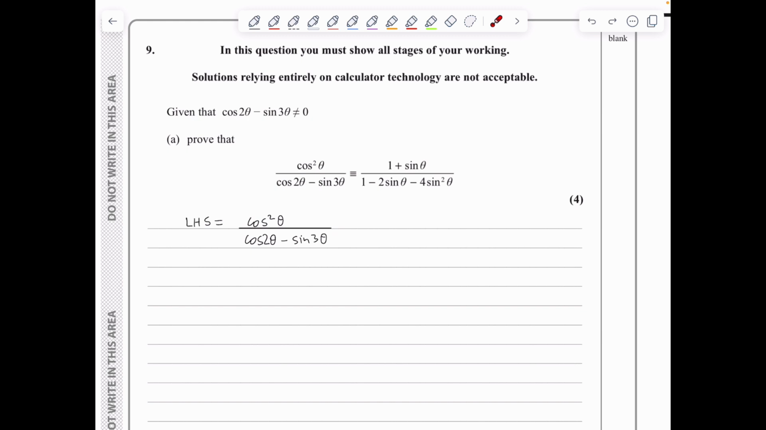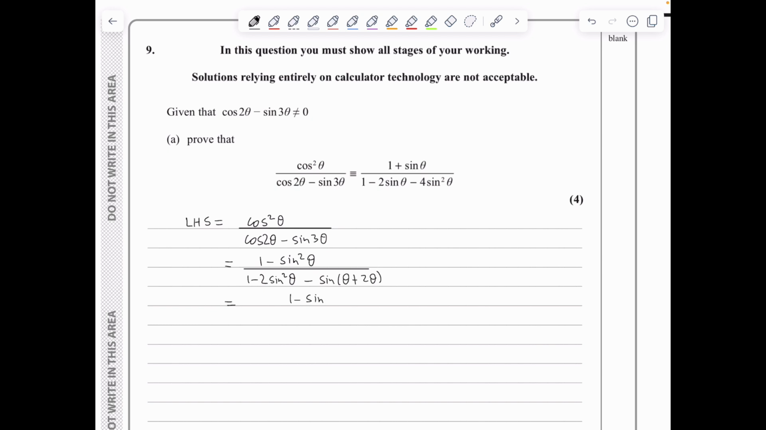It's cos squared theta over cos 2 theta minus sine 3 theta. I see that I need to arrive at something involving theta only. So the first thing to do is maybe write the cos squared as 1 minus sine squared, and in the denominator the cos 2 theta can be written as 1 minus 2 sine squared theta, whereas for the sine 3 theta I can think of this as sine of theta plus 2 theta.